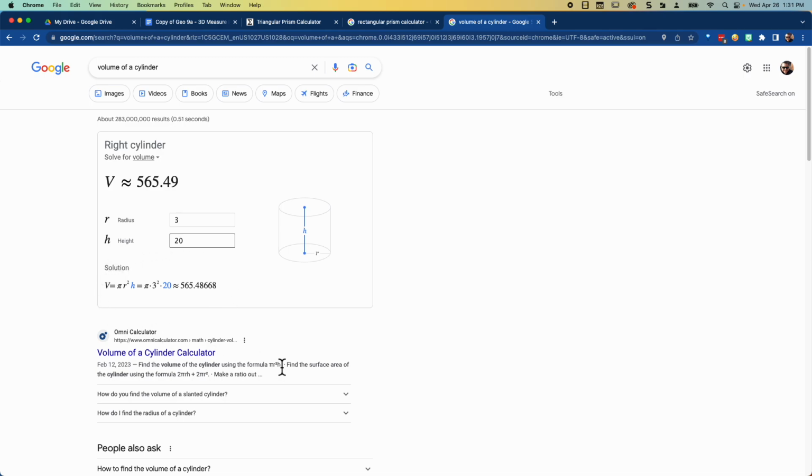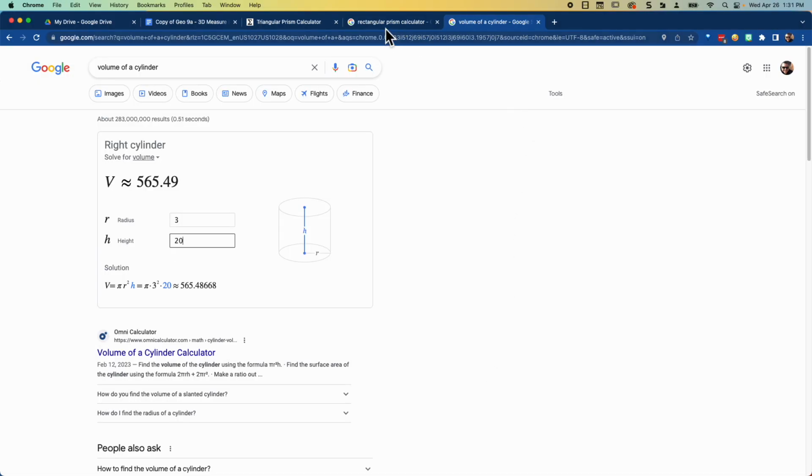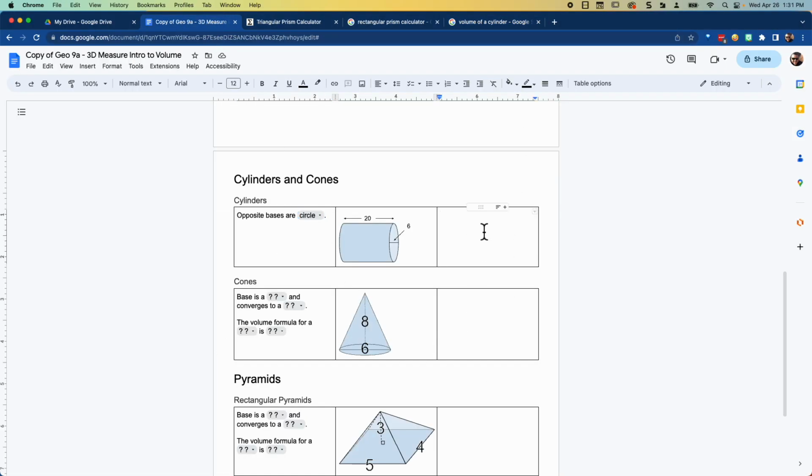And now it gives me a solution, a calculation for that. So I'm going to copy and paste that into these notes here. And it gives me an approximate value. It's approximate because of that pi, which is an approximate number.